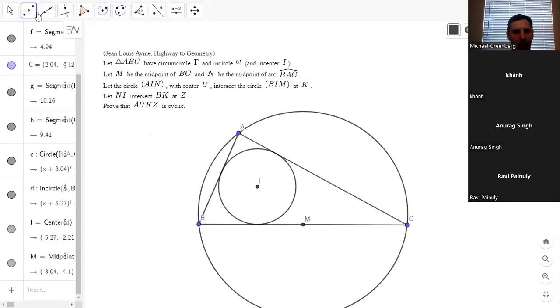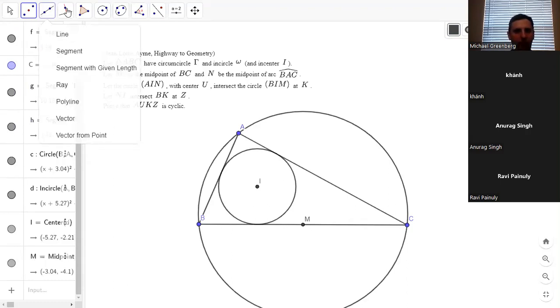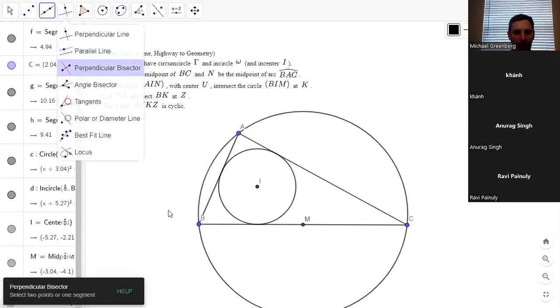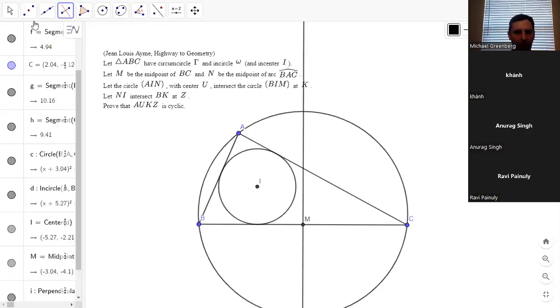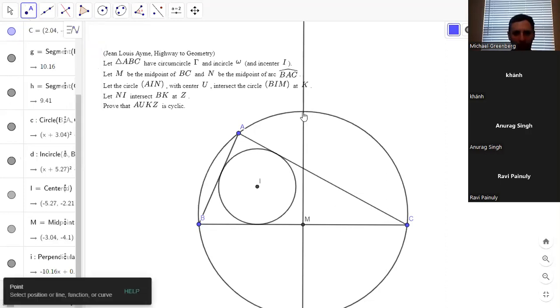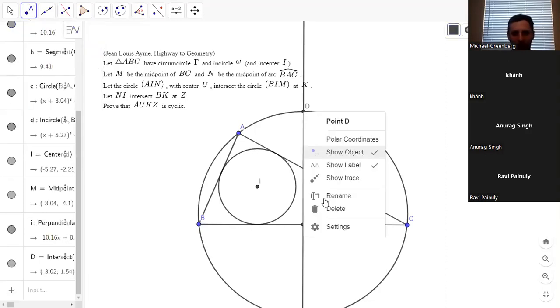And N is the midpoint of arc BAC. So I'm going to use the perpendicular bisector tool. Why not draw both points, right? So I'll draw this point and this point. So yeah, we're starting out kind of similar.